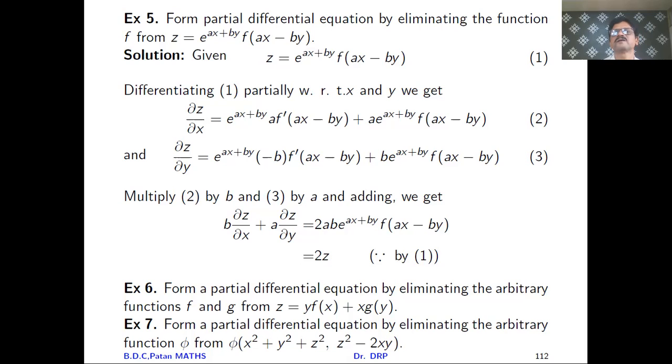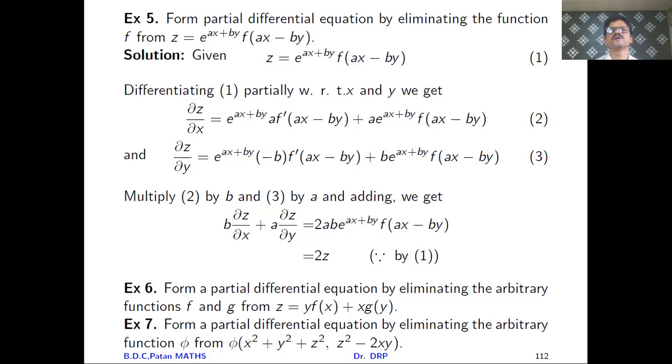Form the partial differential equation by eliminating the function small f from z equal to e to the power ax plus by into f of ax minus by. So here f is present, and our task is to eliminate that function so that we get the partial differential equation. So friends, what we have to do here?